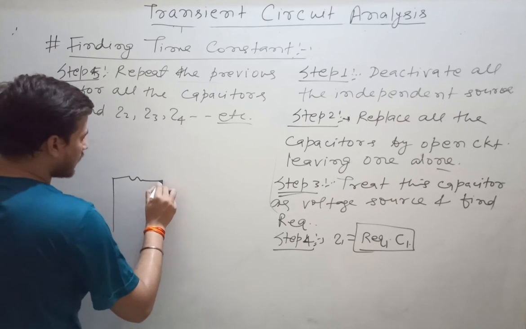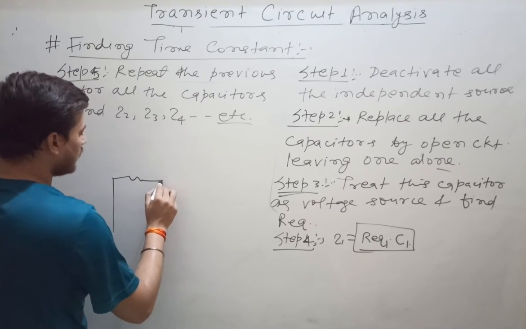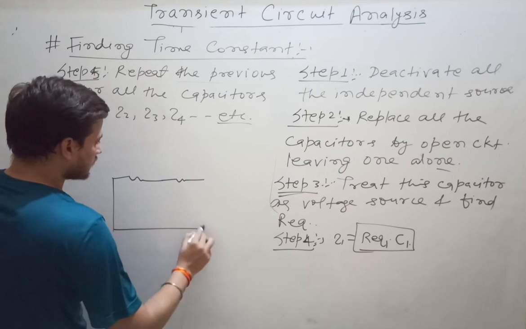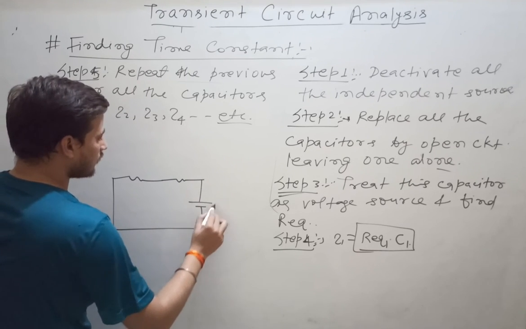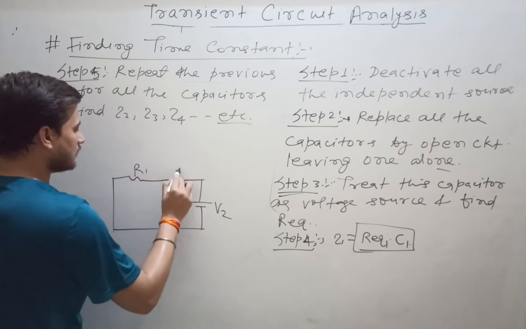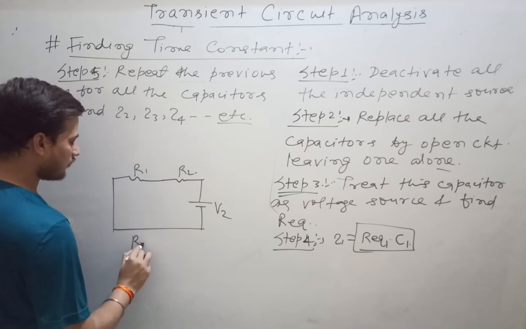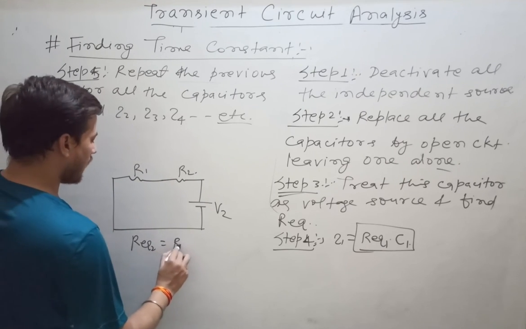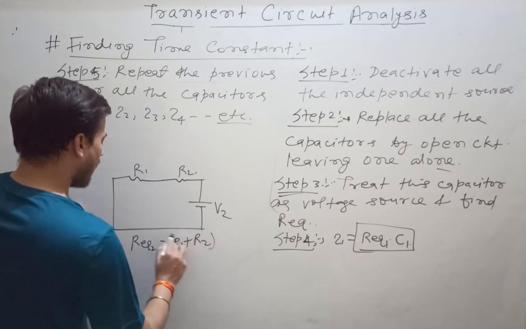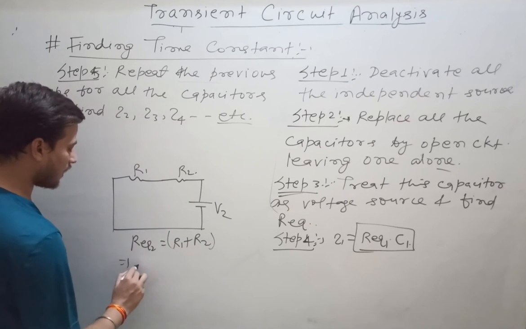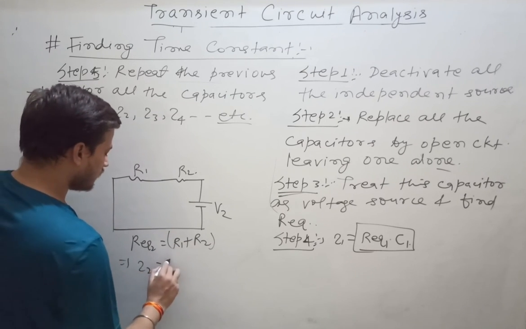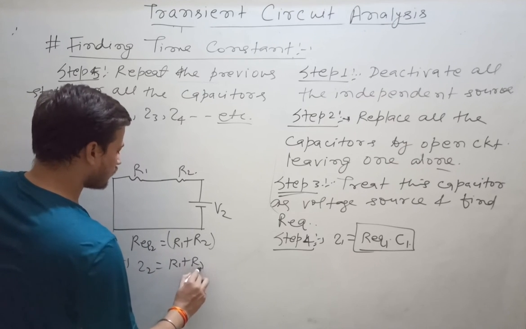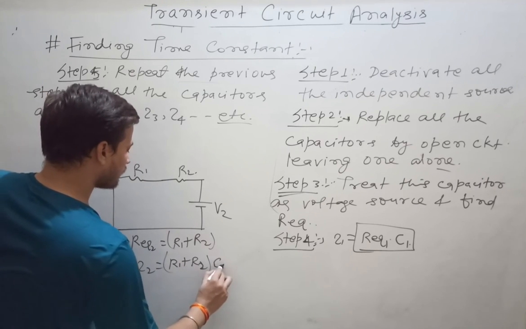Here the first capacitor is deactivated. Now the second capacitor will be replaced by the voltage source V2. This is R1, this is R2. So here R equivalent 2 will be equal to R1 plus R2. So tau 2 will be equal to R1 plus R2 into C2.